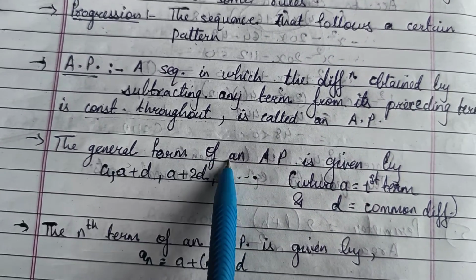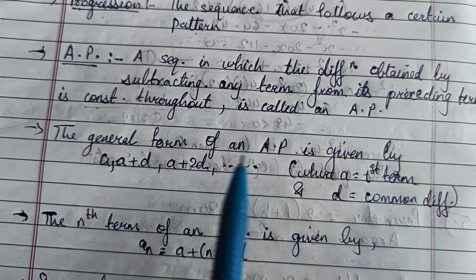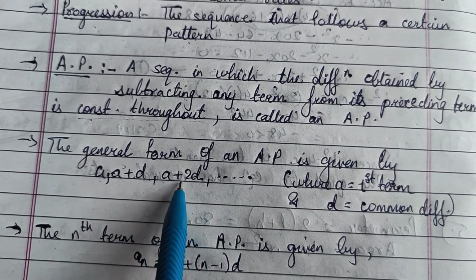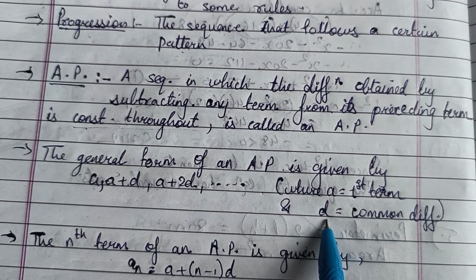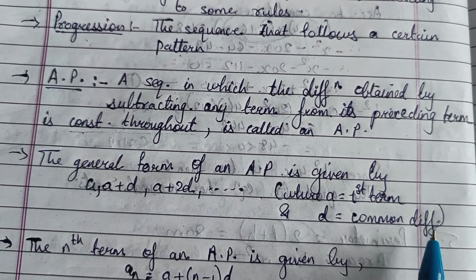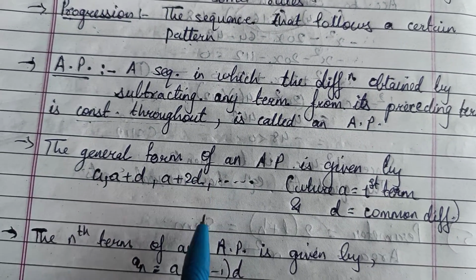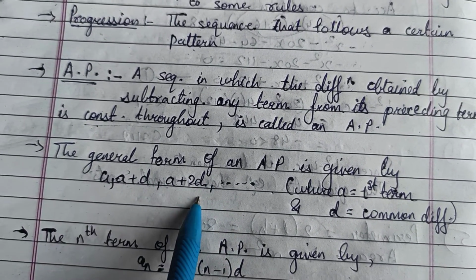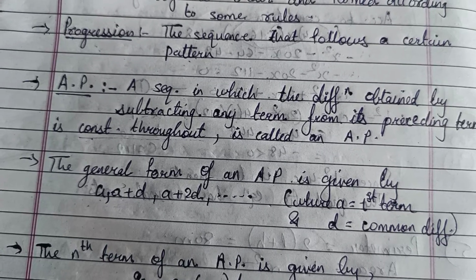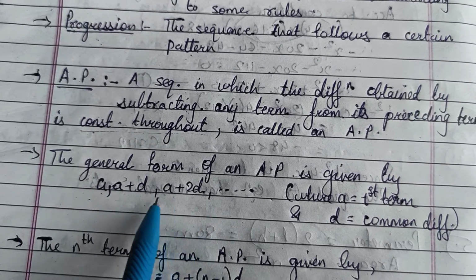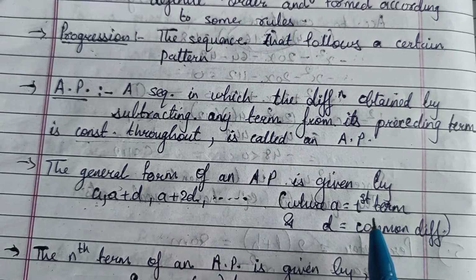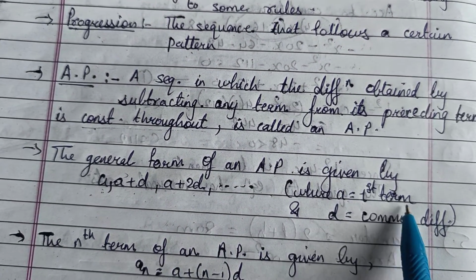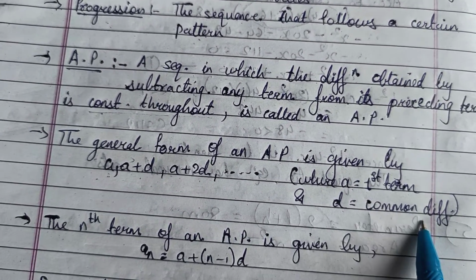Now the general form of an AP is given by a, a plus d, a plus 2d and so on, where a is your first term and d is your common difference. Okay, this is your general form of AP. General form of AP means any series you have can be written in the form of a, a plus d, a plus 2d and so on, where small a is our first term and small d is our common difference.